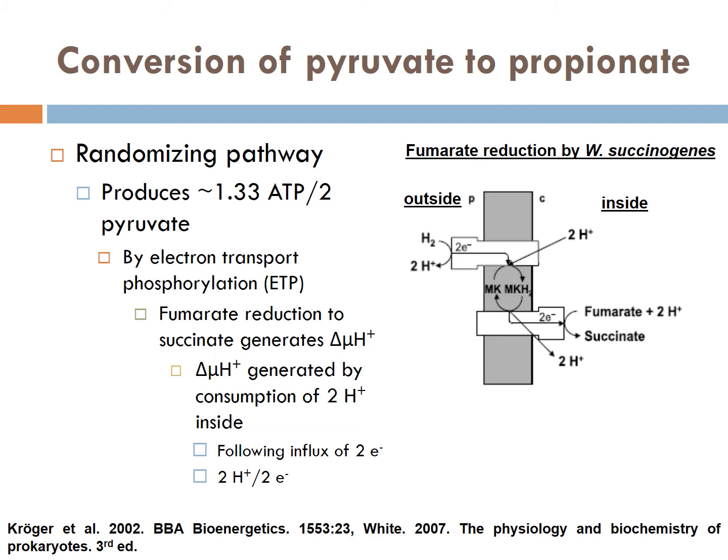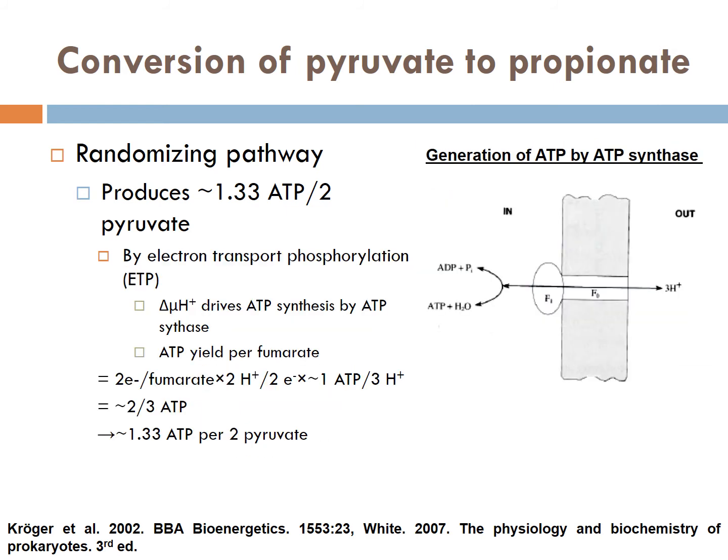The proton motive force is generated by the consumption of 2 protons inside the cell. This follows from the influx of 2 electrons into the cell, as shown in the animation here. We note that there are 2 protons that are consumed per 2 electrons. You'll need to remember this value in order to calculate the ATP yield of fumarate reduction. The proton motive force that we formed drives ATP synthesis by ATP synthase. In the figure at right, we can see that protons flow through ATP synthase and ATP is generated as a result.